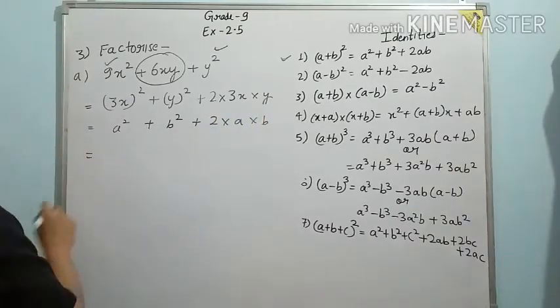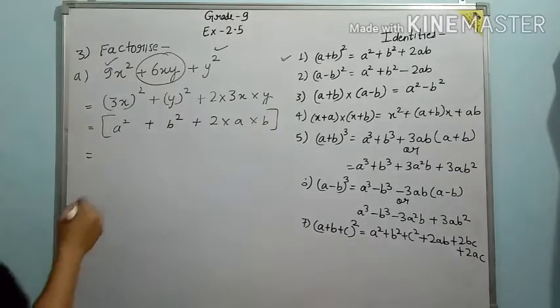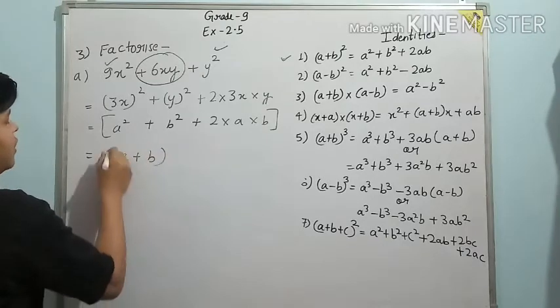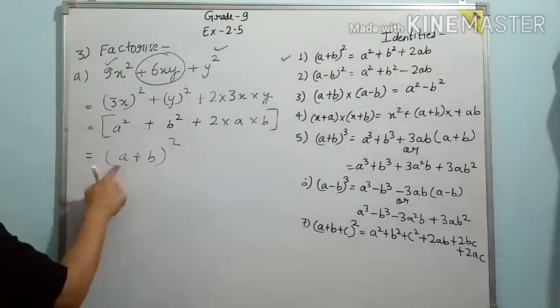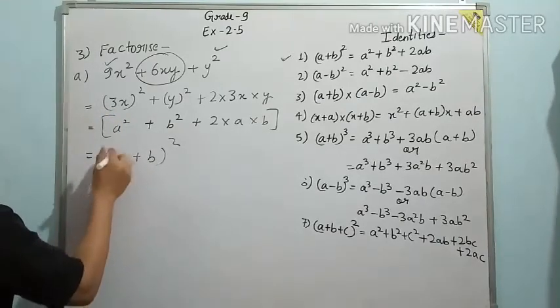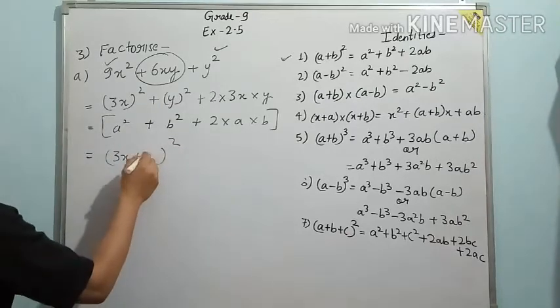As we all know, there is no need to write this. This is only to make you understand. So now what can you write? You can write here a plus b whole square. So let's put the value of a and b by using this. a is 3x here, so put here 3x. Similarly b is y, so in place of b write here y.